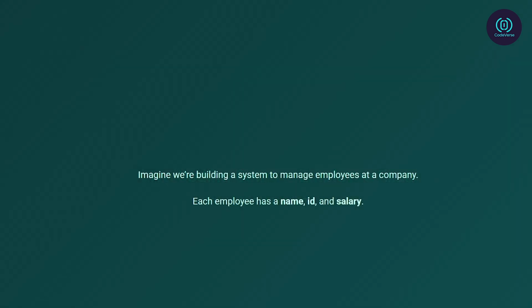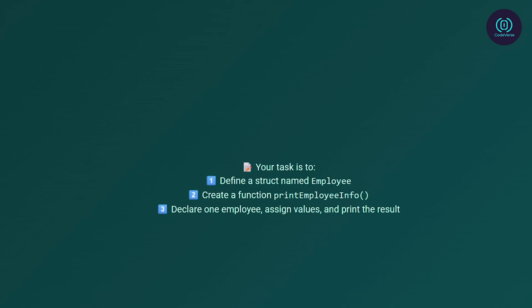Imagine we're building a system to manage employees at a company. Each employee has 3 pieces of information: their full name as a string, their ID as an integer, and their monthly salary as a float. Your task is to define a struct named Employee that holds this data. Create a function called printEmployeeInfo to display an employee's info. In main, declare one employee, assign values, and print the result using your function. Ready? Let's write the code together step by step.